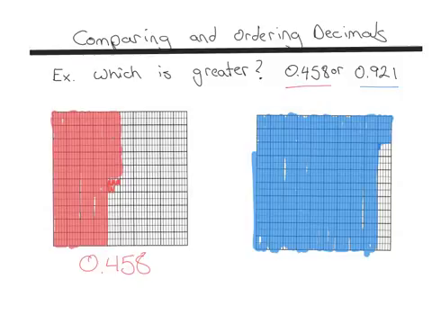So pretty clear here. Hopefully you can see that comparing 458 thousandths to 921 thousandths, the one that is larger is 921 thousandths. So let's go quickly to our next example. We're going to use the same numbers, we're just going to use a different strategy.